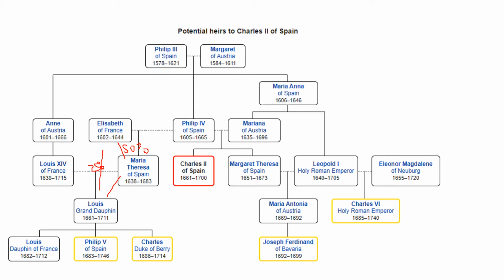So let's try to figure out how related Charles II is to his father. Now, take note here. He's the son of Philip IV and Mariana of Austria. Philip IV is the son of Philip III and Margaret. And Mariana is the granddaughter of Philip III and Margaret.